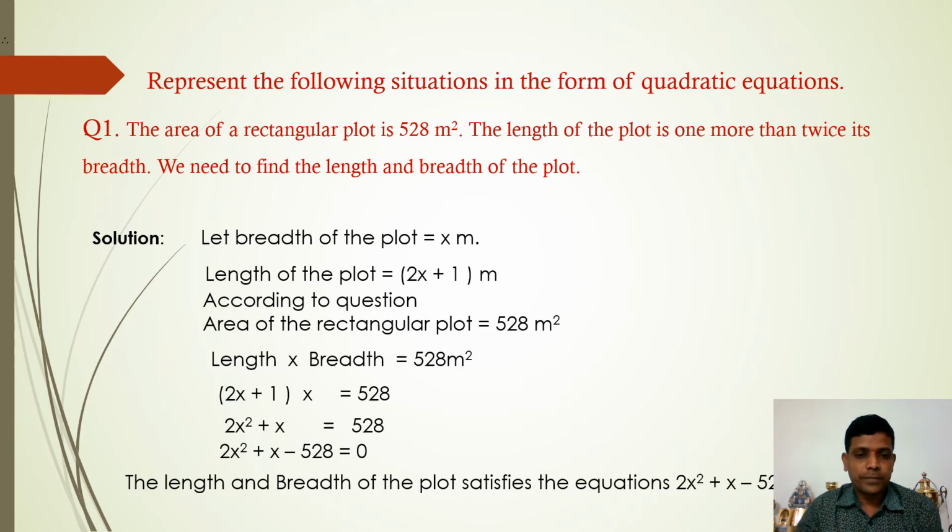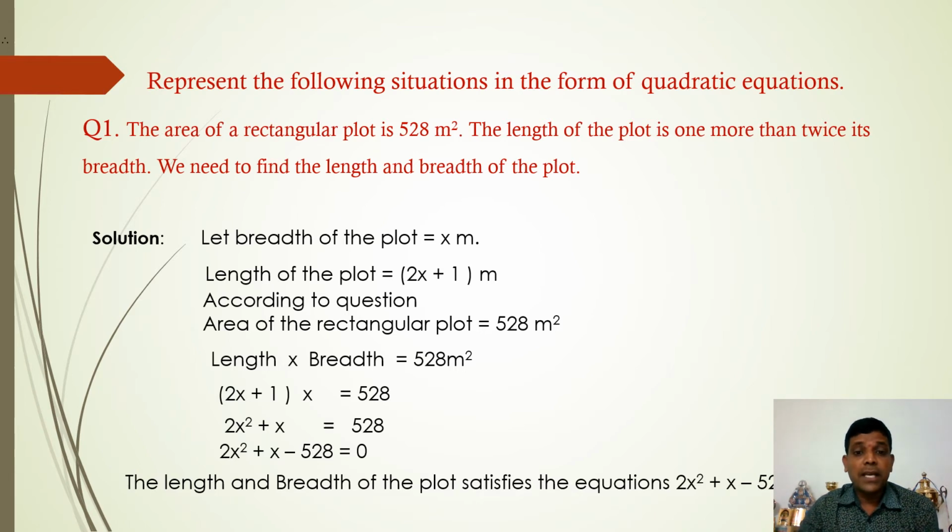So, solution. Here, breadth and length are unknown values, means variables. Let the breadth of the plot equal x meters, length of the plot equal 2x plus 1. According to the question, length of the plot is 1 more than twice its breadth. Twice means 2 times, 1 more means plus 1. That's why length of the plot equals 2x plus 1 meters.